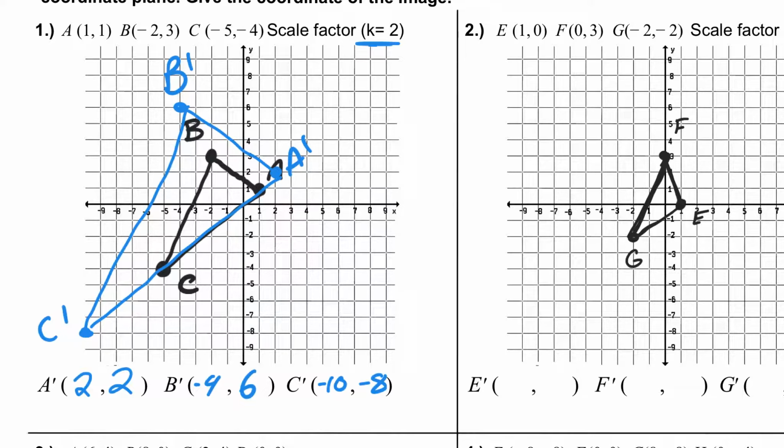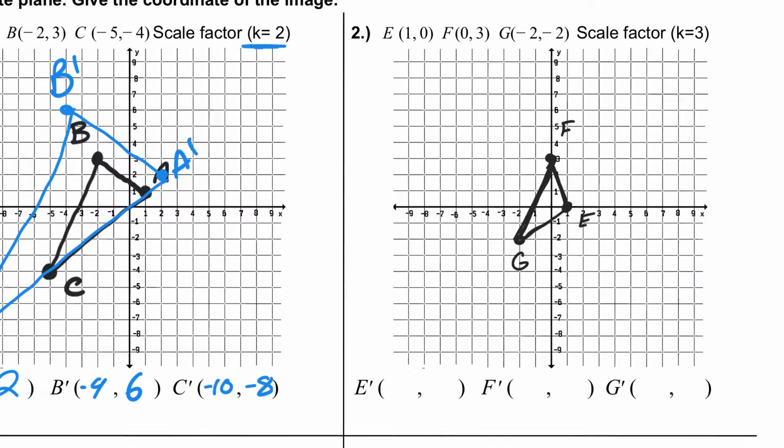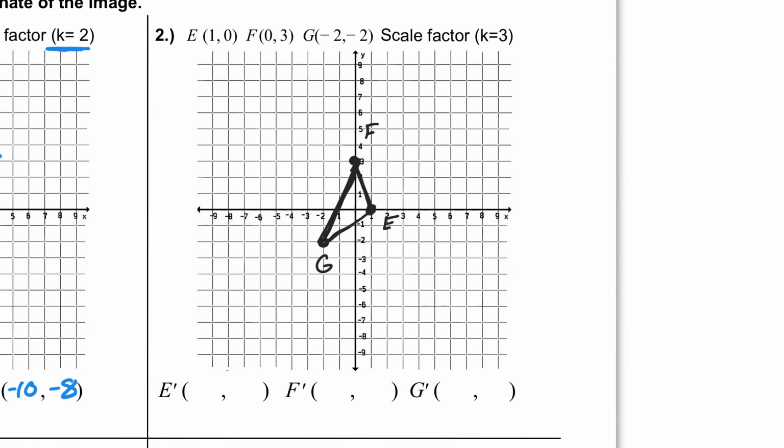Okay. We're going to do the same steps here on number 2. So number 2, we have the triangle EFG, and we are going to dilate it by a scale factor of 3. So that means we're taking all of our points and multiplying them by 3. So let's start with E. 1 times 3 is 3, and 0 times 3 is 0. So E prime is the point 3, 0.